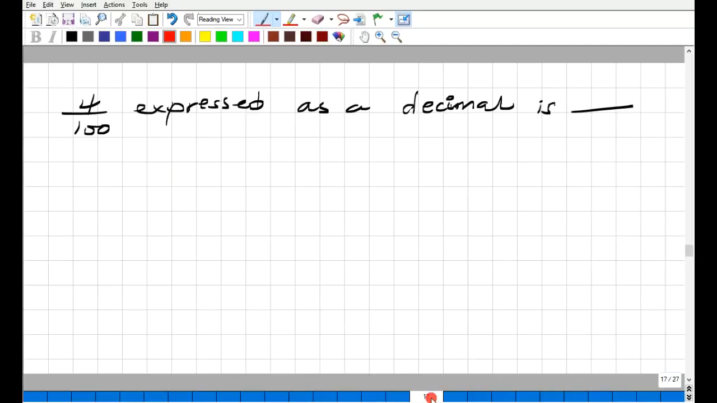4 hundredths expressed as a decimal. Sir, 0.04. So we could say 4 over 100. We have two zeros there, so we're going to move 2 places. 1 place, another 0, another place. So we end up with 0.04. Yes, sir.